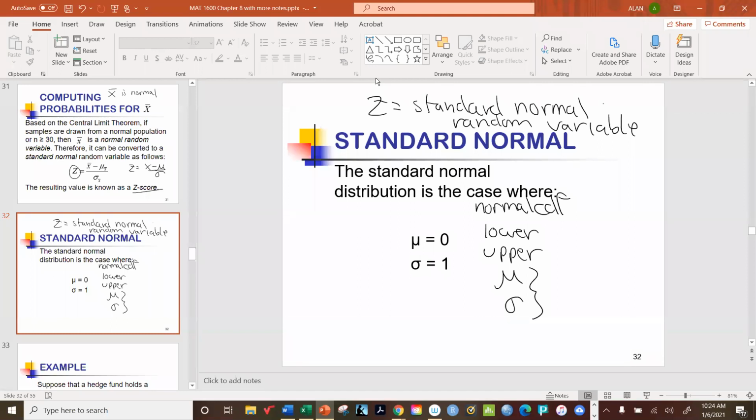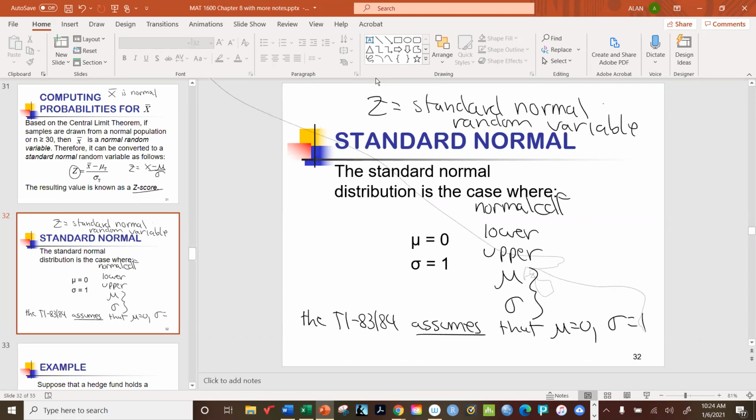In other words, the calculator, the TI 83, 84, whatever you happen to have, assumes that mu equals 0 and sigma equals 1. If you don't tell it something different, it will assume that that's what you mean. So by default, the calculator is assuming that you're dealing with the standard normal distribution. You might not have noticed that, but that's what it's doing. And in fact, in many cases with the calculator, it is making certain assumptions that you can change, but if you don't, it will assume certain values for these variables.